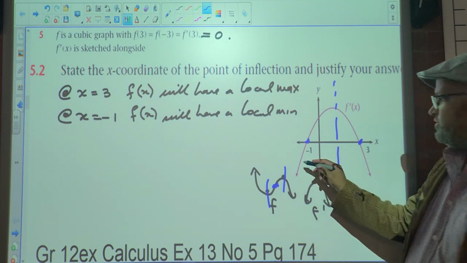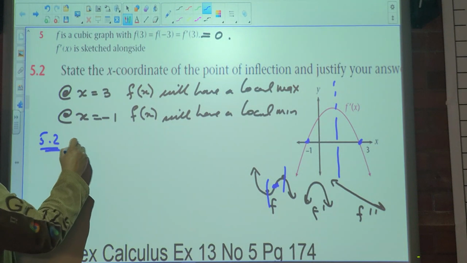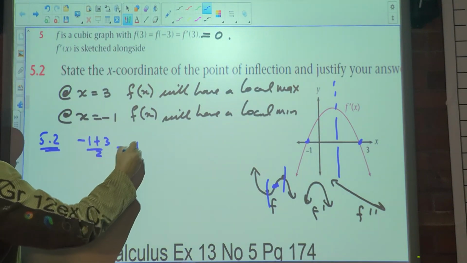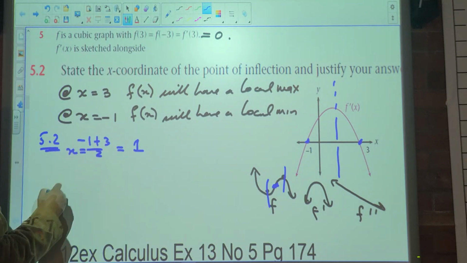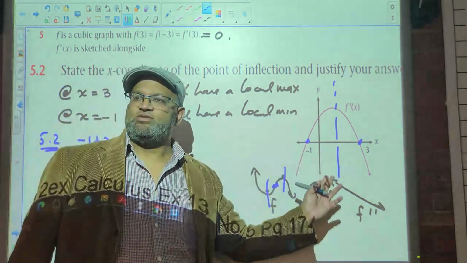So for 5.2, it's going to be negative 1 plus 3 divided by 2, which gives an answer of 2 over 2, which is 1. So x is equal to 1. And to justify your answer, you would say that your point of inflection will occur between the two turning points. Okay.